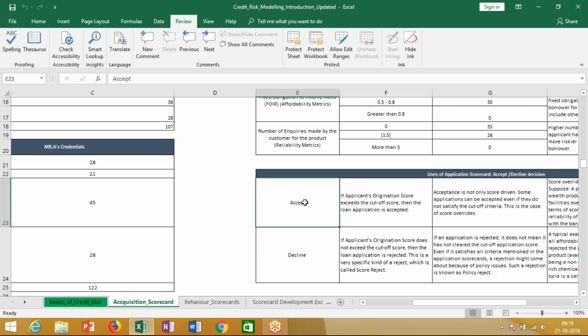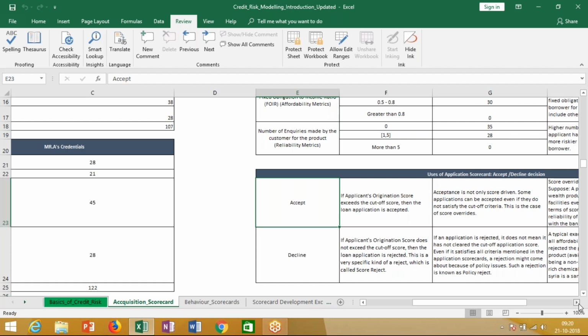So these are some of the cases. I'll very quickly go through this. When talking about the accept decline decision, the first thing is accept. If an applicant's origination score exceeds the cutoff score, then the loan application is accepted. This is known as a score accept. Now, acceptance is not only score driven. Some applicants can be accepted even if they do not satisfy the cutoff criteria. This is the case of score overrides. Whereas it may also be the case that a borrower with a sufficiently high score is overridden and is not given the credit product. That is again another kind of override.